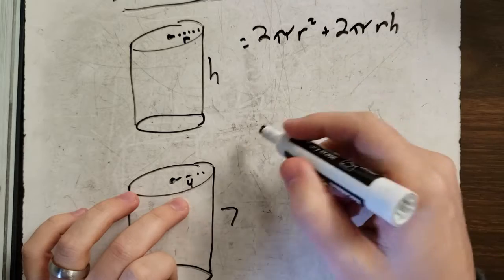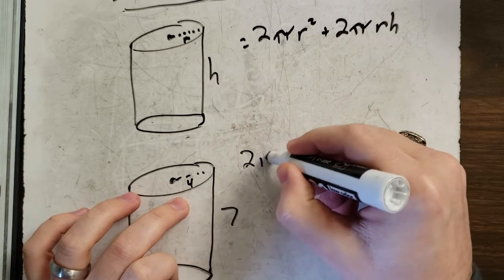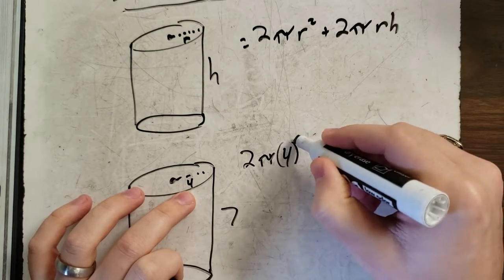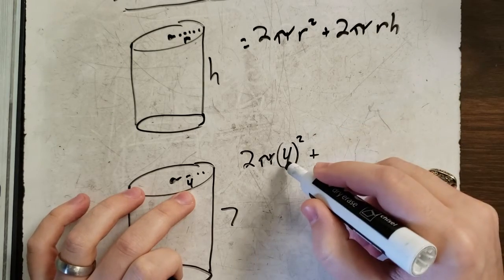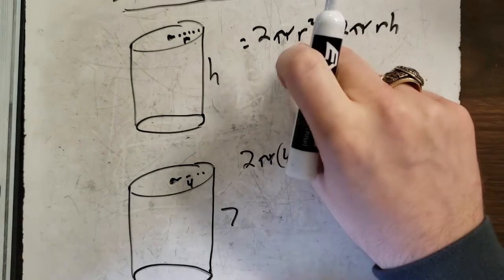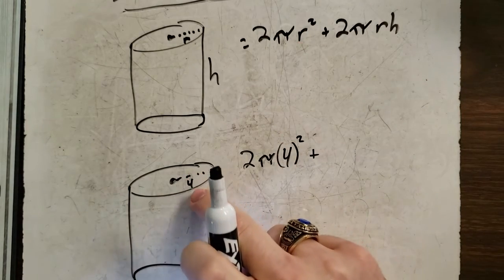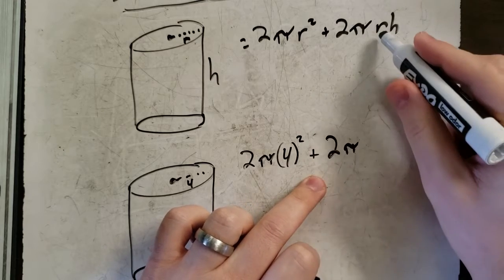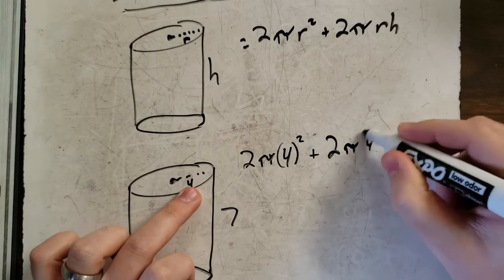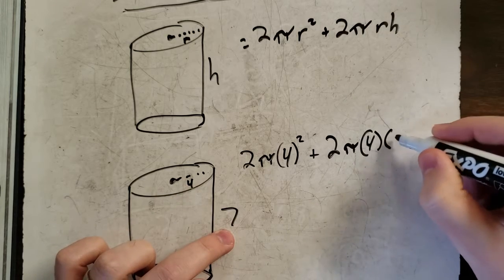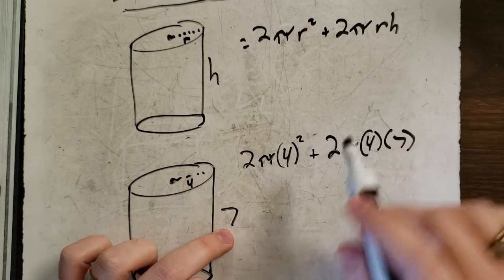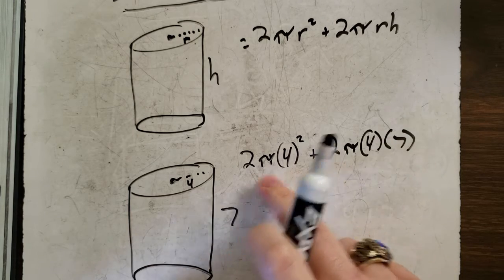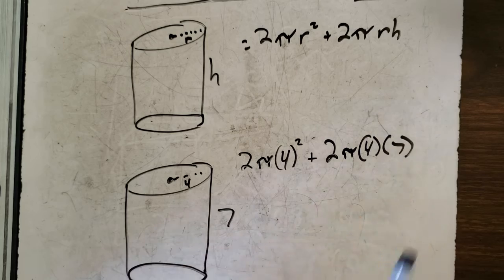So here's our first part: 2 times pi times the radius squared. Our radius is 4, so 4 squared. I use parentheses just to show we're replacing our r with what we have for r, which is 4. Plus 2 pi, and then the r again, which is 4, and then the h, which is 7. So we're multiplying these things. Do each side individually, and then add them up together at the end.